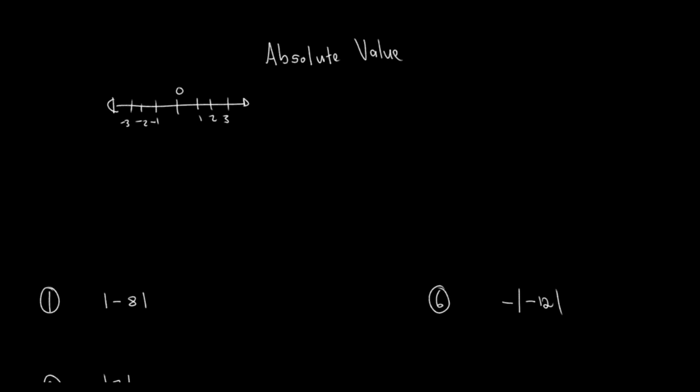Well, disregard of its sign. Whenever you see these two lines, these are known as bars. Whenever you see either a positive or negative value inside of these bars, we know that our absolute value would be the positive outcome of whatever's inside these bars. So what does that actually mean?